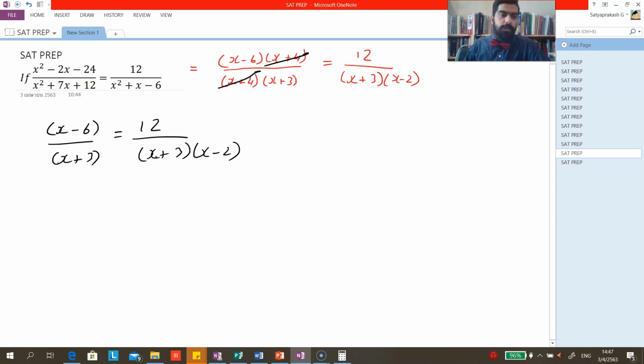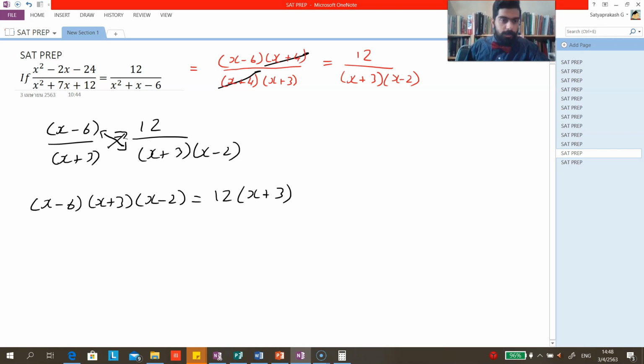Now, if we take a look here, we can cross multiply them, right, guys? So let's cross multiply them. We would have (x minus 6)(x plus 3)(x minus 2) is equal to 12 multiplied by (x plus 3). So what did we do here? We took this and multiplied with this, and we took this and multiplied with this. Now, we have x plus 3 on both the sides. That means it can be simplified. So let's simplify them. Now, what do we have left?